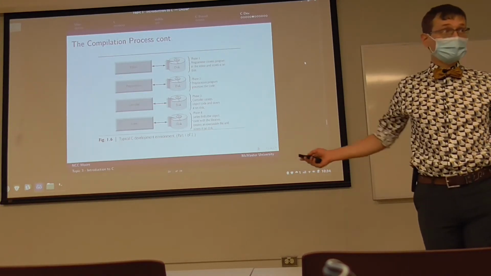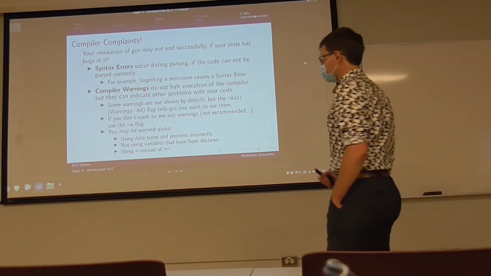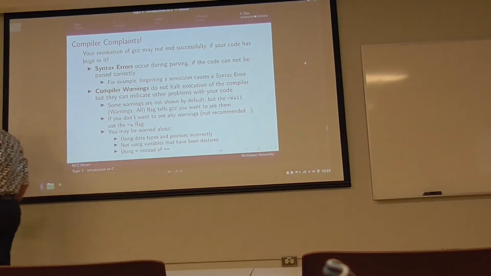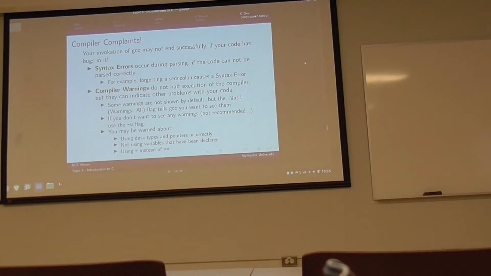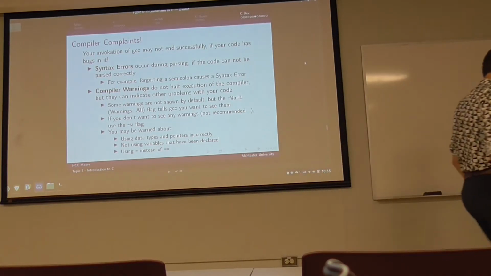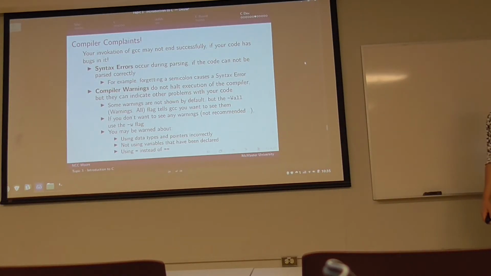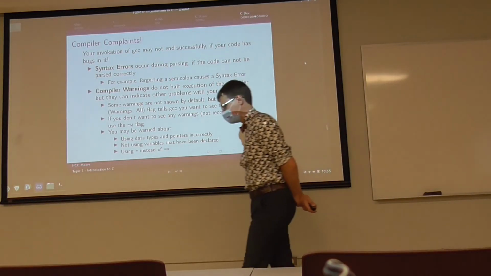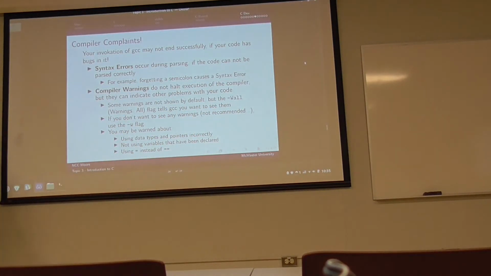However, it is important to know how compilers work. Some of the labs that we're going to do in this course are going to require you to perform partial compilations in order to do things like create your own libraries. So, your invocation of GCC may not end successfully if your code has bugs in it. In general, there are two types of things that you have to worry about with GCC. One is errors, and the other is warnings.